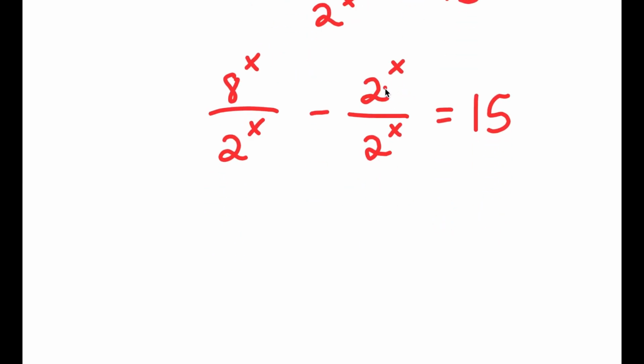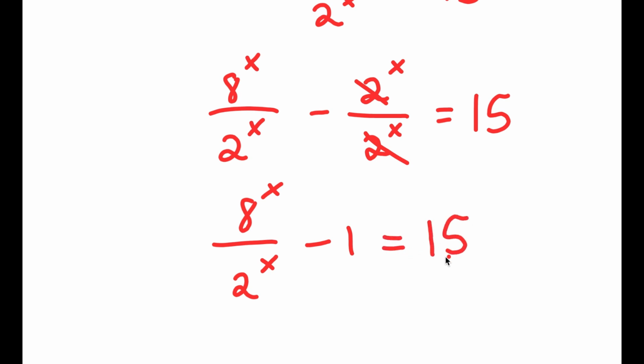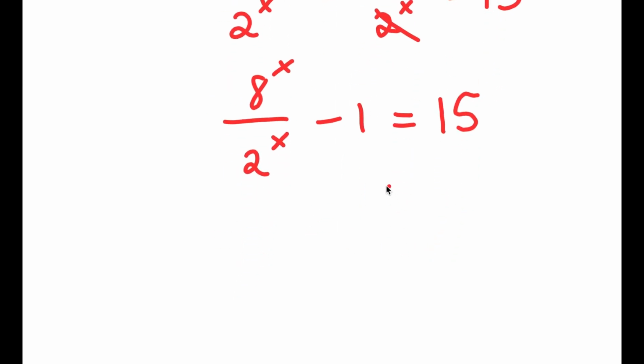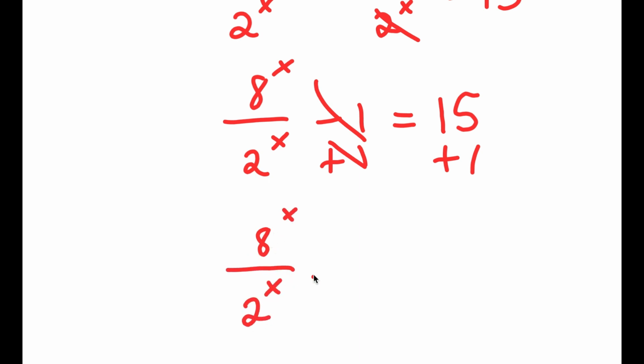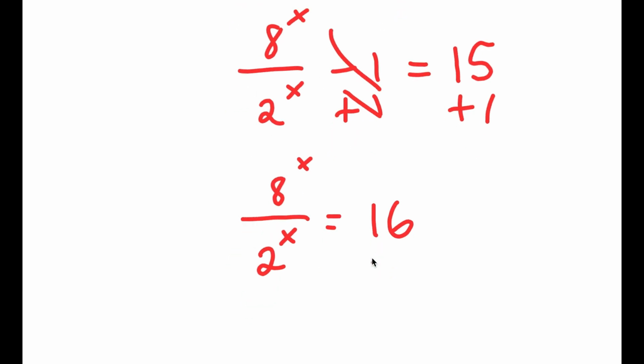Now obviously, if we have one number over that same number, it's going to equal 1. So these two cancel out, and I get a to the power of x over 2 to the power of x minus 1 is equal to 15. Now, I'm going to go ahead and add 1 on both sides because we want to get rid of this 1. So then these two cancel out, and I get a to the power of x over 2 to the power of x is equal to 16.